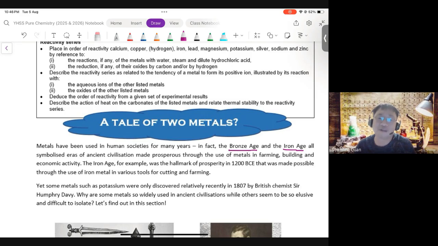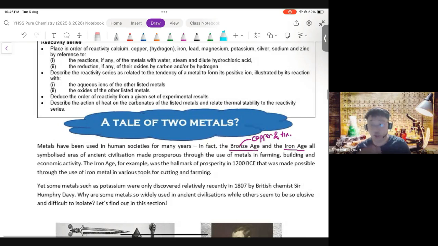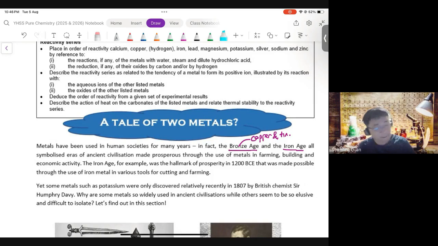So why is it that we have a Bronze Age? Bronze is made of copper and tin alloyed together. So why would we have a Bronze Age and Iron Age? Why is there no Sodium Age, Potassium Age? In fact, the shocking thing is sodium, which is so commonly tested in exams, potassium, so commonly tested in exams, one of the first elements you learnt.